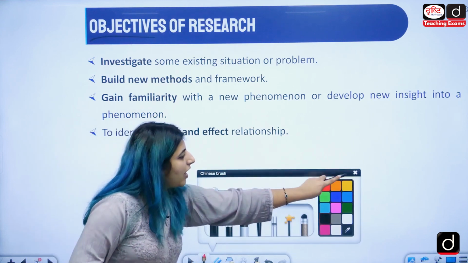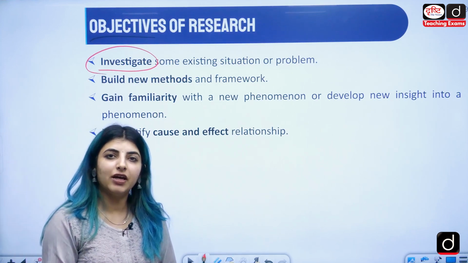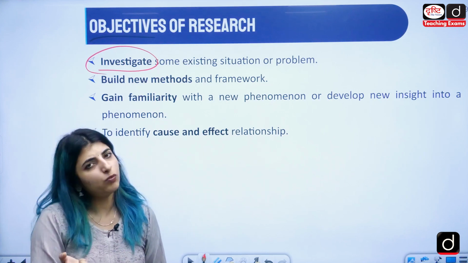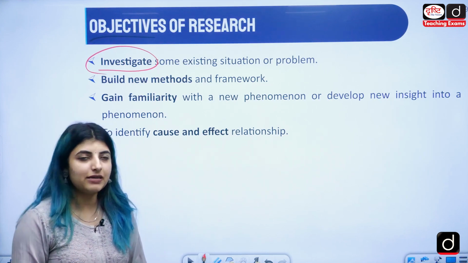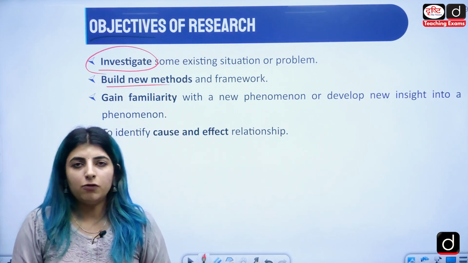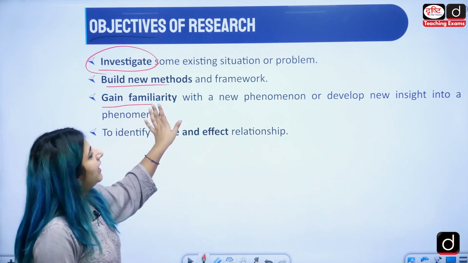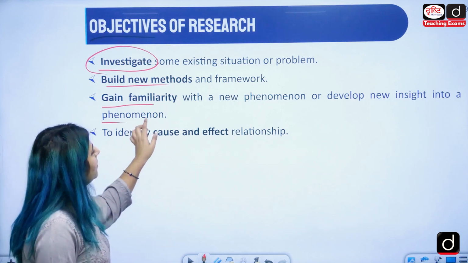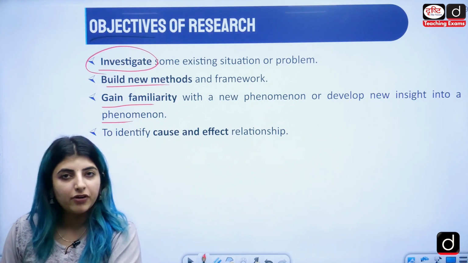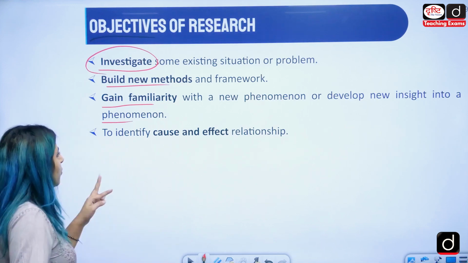The objectives here are incorporated. You are supposed to investigate some existing situation. So, in the case of COVID, as I gave you the example, उस point of time पे you wanted to investigate what's the reason for this particular disease and pandemic. Build new methods and frameworks. The doctors and scientists started putting their heart and soul into creating medicines for us. Correct? Gain familiarity with a new phenomenon or develop new insight into a phenomenon. So you might get some idea that would be already pre-existing. You might create something new, but you will gain familiarity with both things.